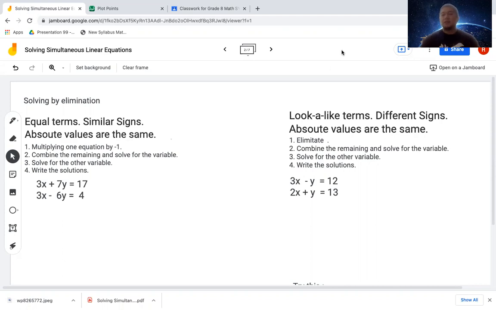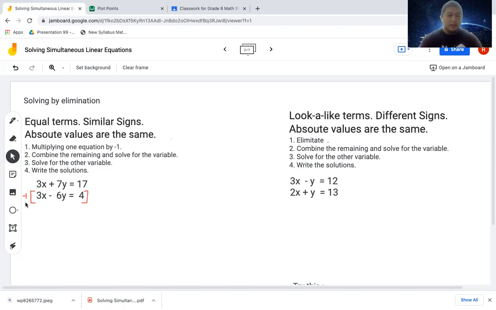Okay, so this time we're going to start with the basic. You will see that there are terms here that are the same, meaning the signs are different and their absolute values are the same. In this kind of problem, we are going to follow these three steps. Number one, multiply one equation by -1. In this case, I will multiply the second equation by -1, or by simply having a negative sign. I think that would be okay.